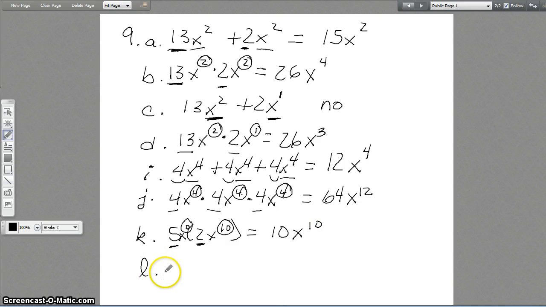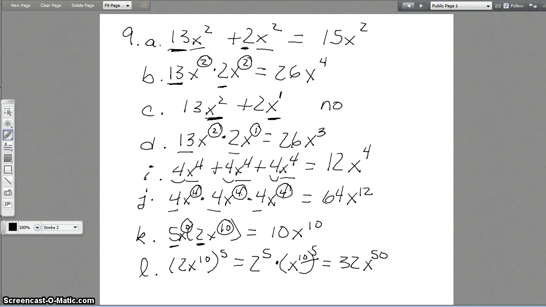Okay, the last one for number 9 is part L, which is 2x to the 10th raised to the 5th power. Now, anytime you're raising things that are in parentheses to a power, everything in the parentheses must be raised to that power. So we're going to raise 2 to the 5th power, and we're going to multiply that by x to the 10th, which is raised to the 5th power. Well, 2 to the 5th power is 32. X to the 10th raised to the 5th power. When you raise a power to a power, you have to multiply the exponents. So this is going to be 32x to the 50th.